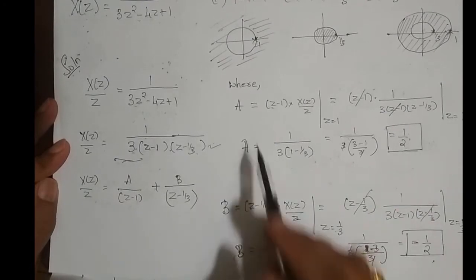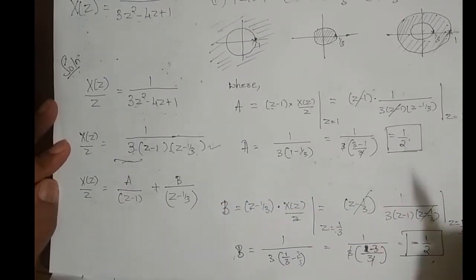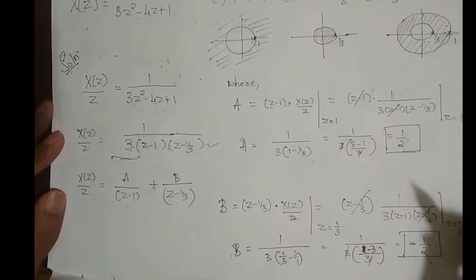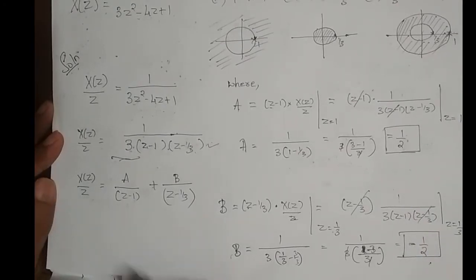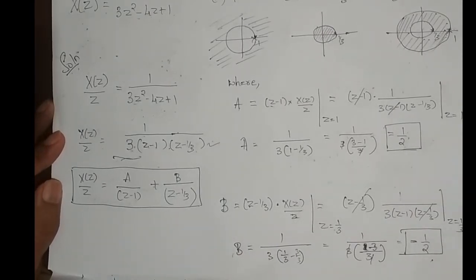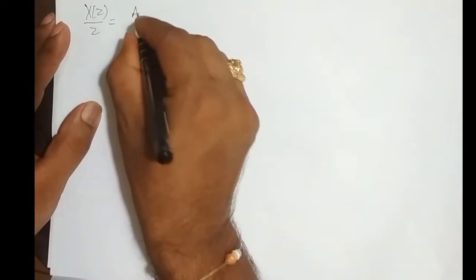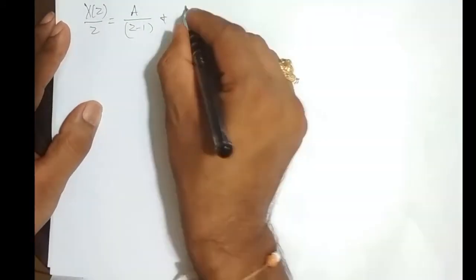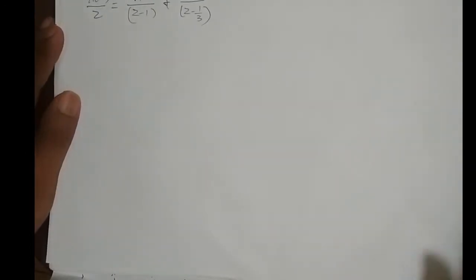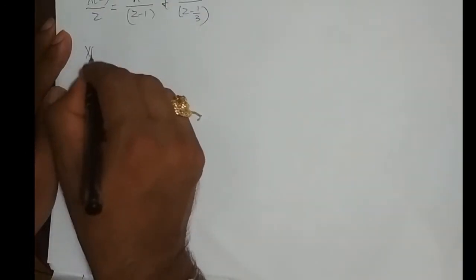Whatever the method you use to find a and b, the values of a and b should be the same. Okay. Now, once we have the values of a and b, we have to plug them into this equation. X(z) by z is equal to a divided by (z minus 1) plus b divided by (z minus 1 by 3), right? Fine. So we'll put those values of a and b.